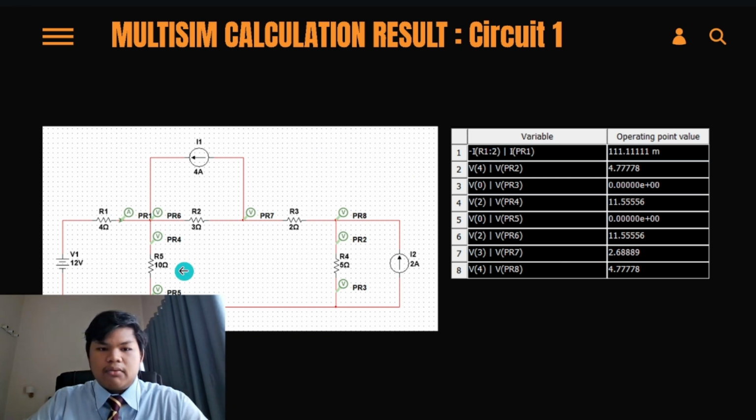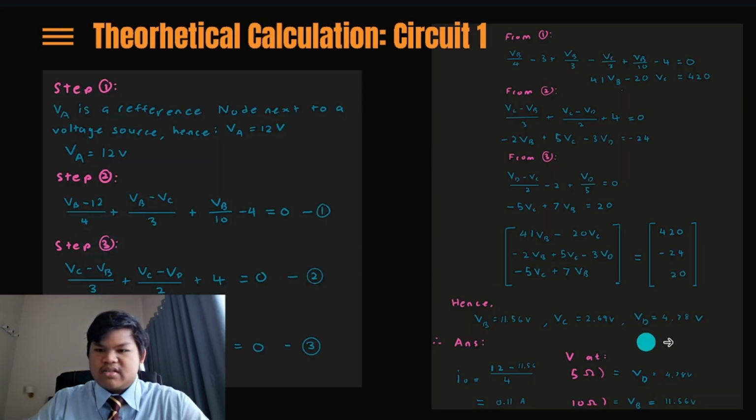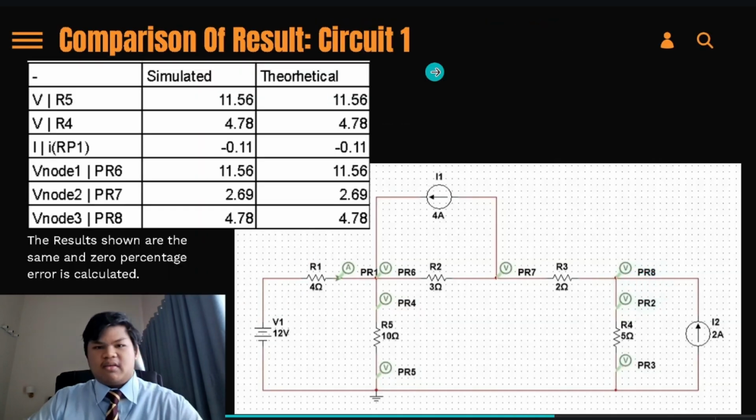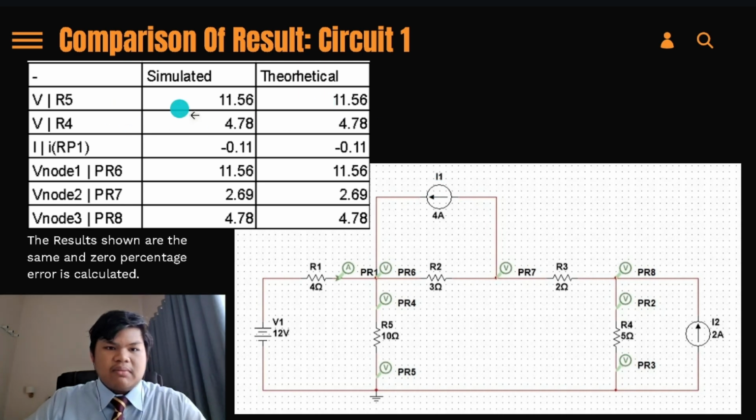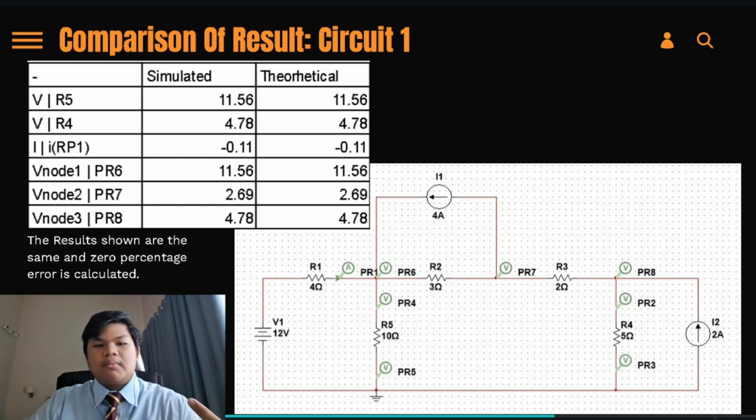And then R5, which is PR4, 11.56. And then R4, which is PR2, 4.78, which is the same answer as our VD and VB and our I naught. So comparing the results for easier understanding, we see that the simulated and theoretical values are exactly the same, and 0% percentage error is calculated.